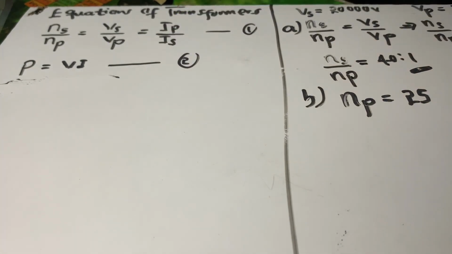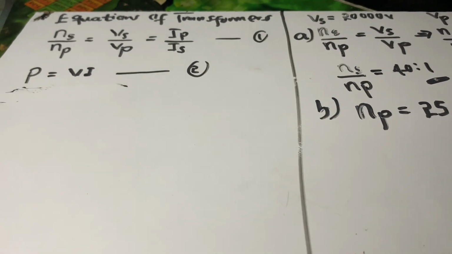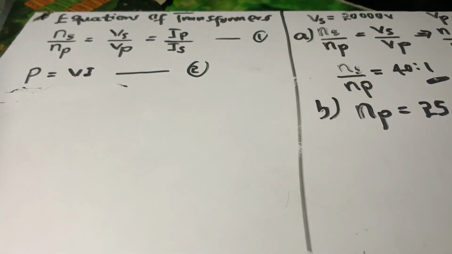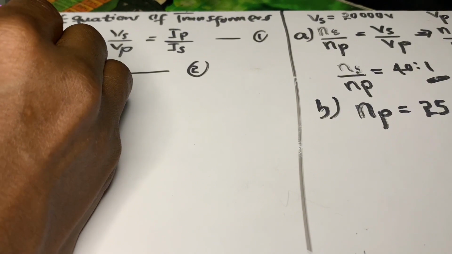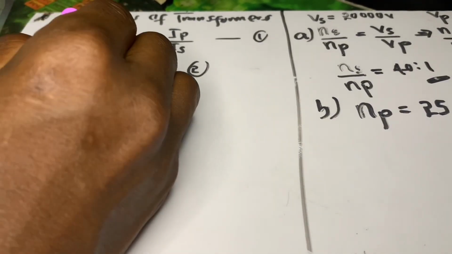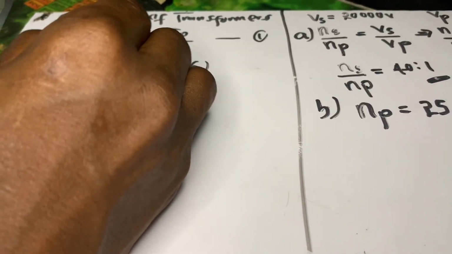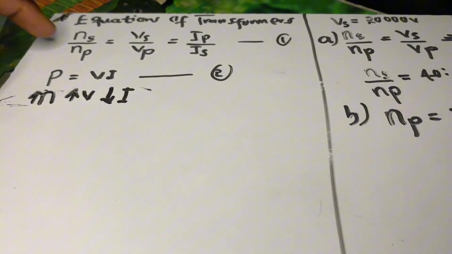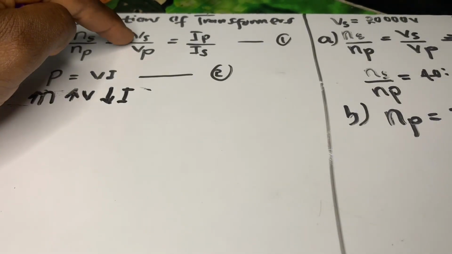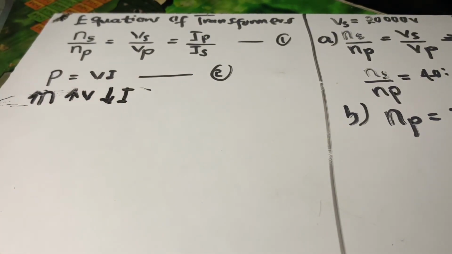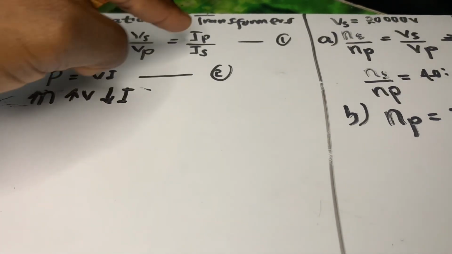Then what does the first equation imply? It implies that if you increase the number of turns, that means we have increased the amount of voltage and we have rather decreased the current. You understand? Should you increase the number of turns, you have increased the voltage. Should you increase the voltage, you have reduced the current. So that's what the first equation is telling us.